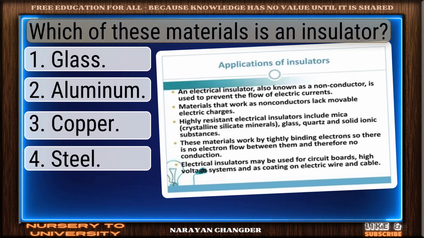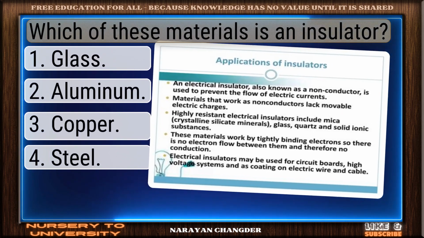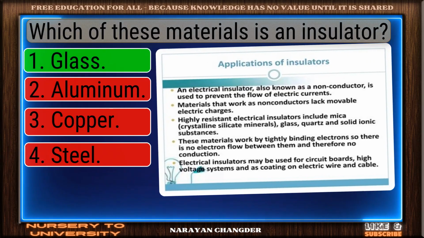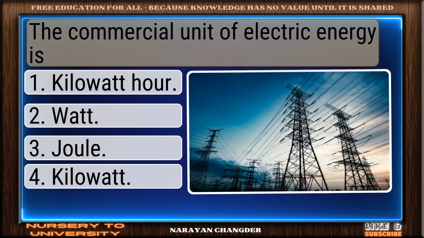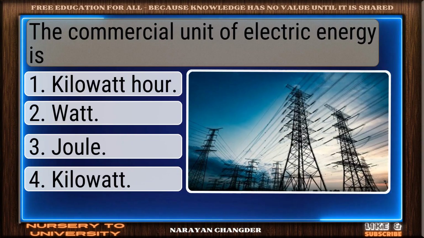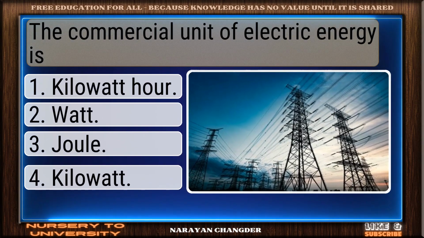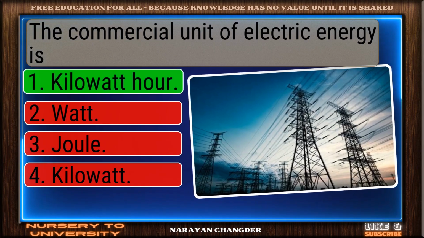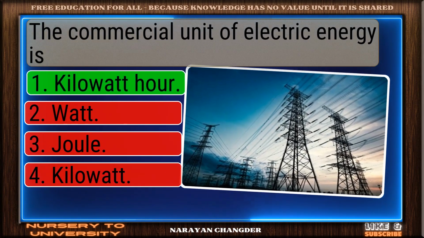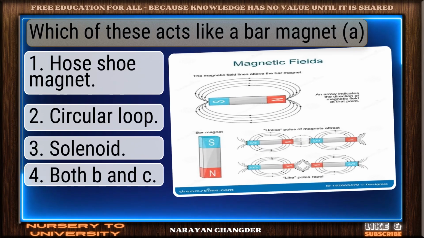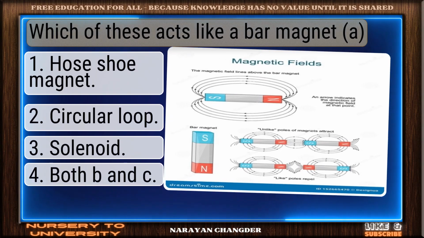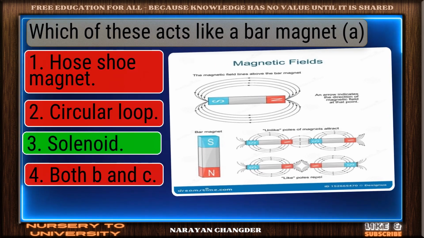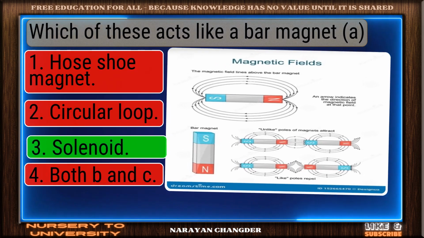Question number 129. Which of these materials is an insulator? You're right. Glass is the correct answer. Question number 130. The commercial unit of electric energy is. Well done. Kilowatt hour is the right choice. Question number 131. Which of these acts like a bar magnet? Valid point. Solenoid is true.